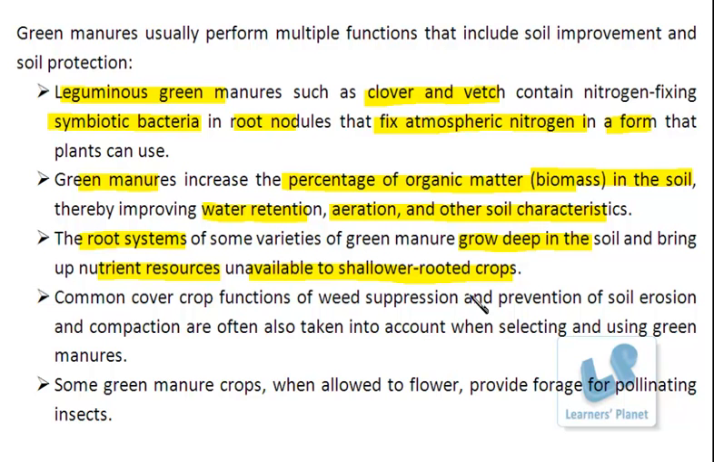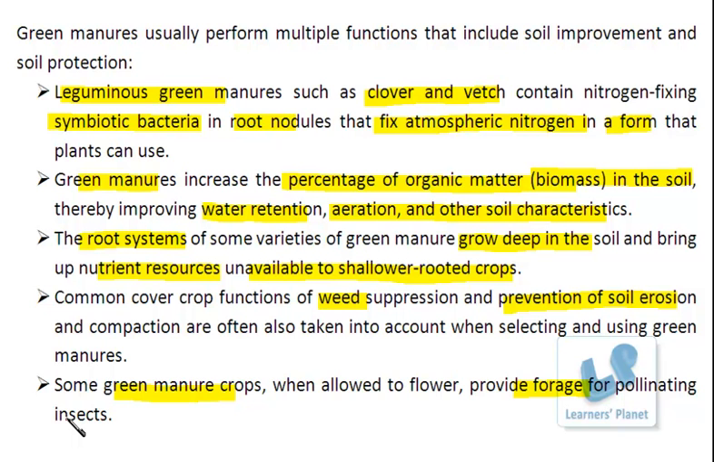Then besides this, it can also suppress the weeds that develop in the cultivated land, and also it can prevent soil erosion. So the type of green manure which has been chosen can actually help in these types of functions also. Besides that, green manures can serve as forage for the pollination process. In fact, I should say that they serve as forage for the insects that help in the transfer of pollen grains in the flowers.